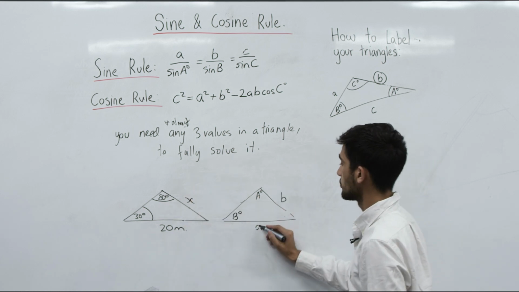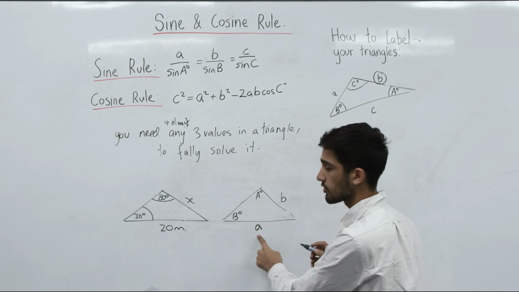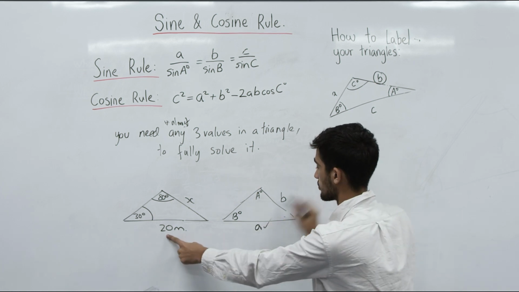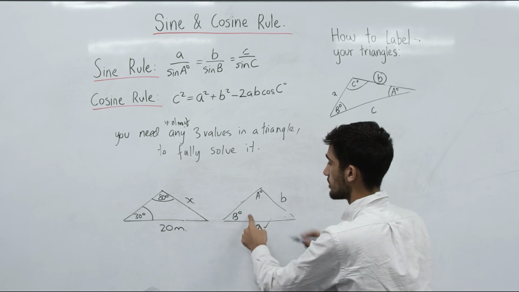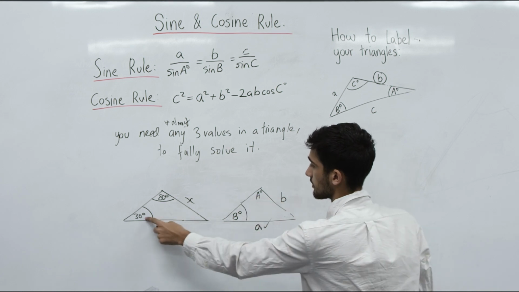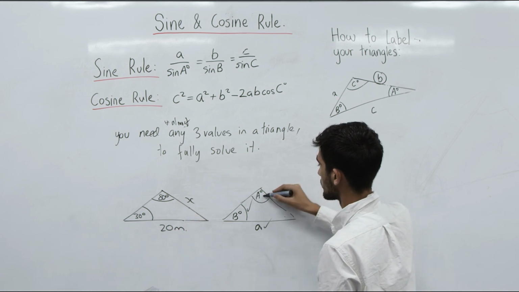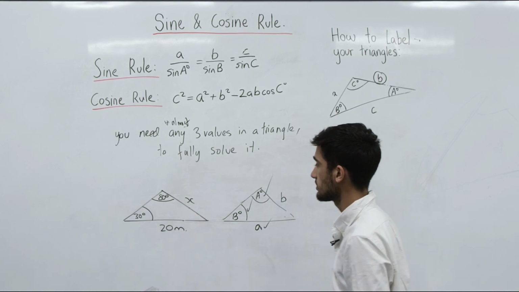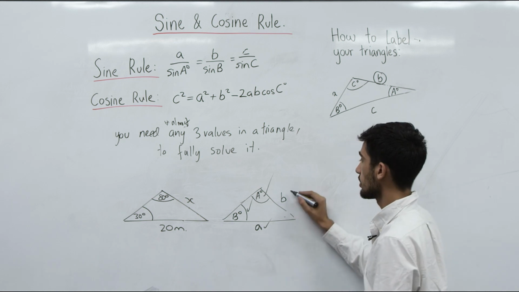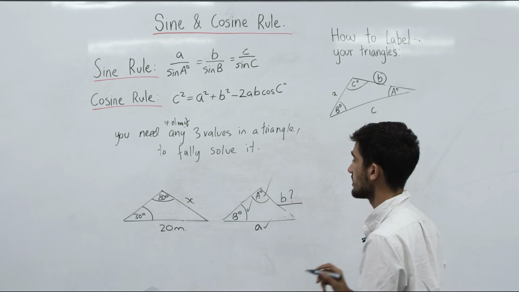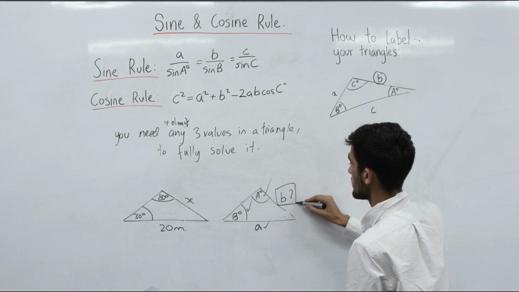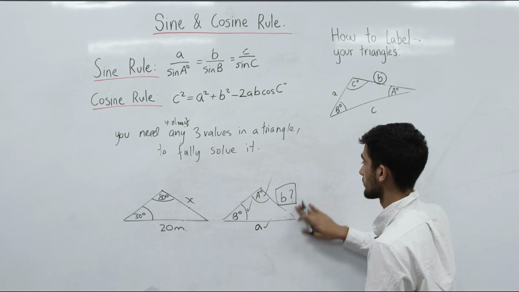So let's do a little checklist. Do we know the side length A? Yes, we do. It's 20 meters. Do we know the angle B? Yes, we do. It's 30 degrees. Do we know the angle A? Yes, we do. It's 80 degrees. And what are we trying to find? We're trying to find the length of B, which we're calling X.